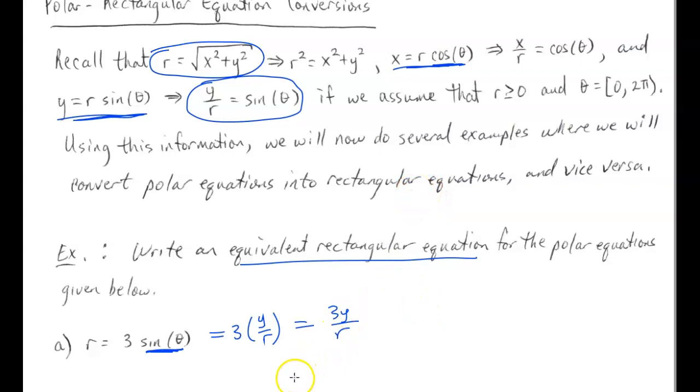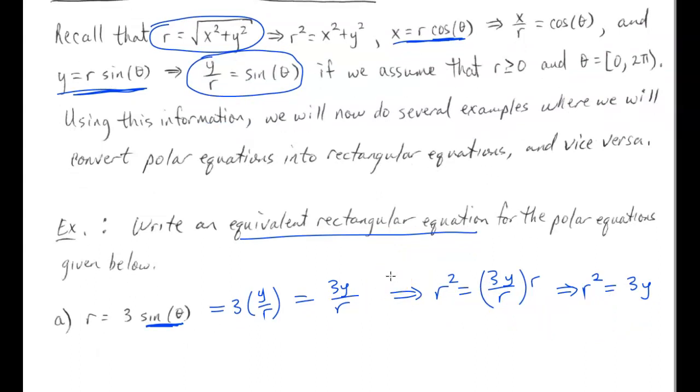Now, that doesn't necessarily help me get rid of what r is yet, but if I collect what I have, notice that I could multiply both sides here by r now. And if I did that, then this side would be multiplied by r, and I could square this. And what I would have is r squared is just equal to 3y.